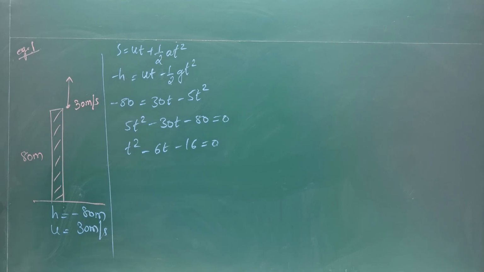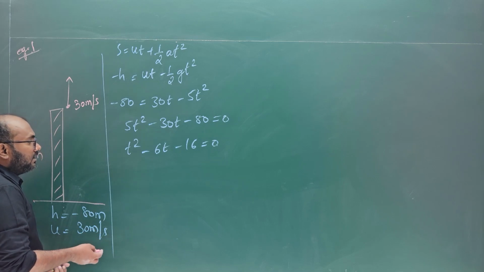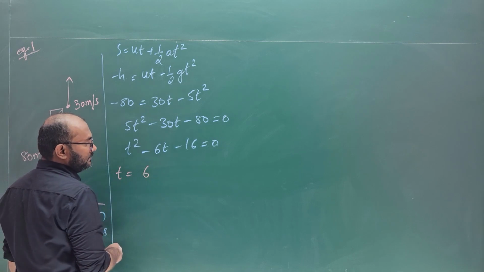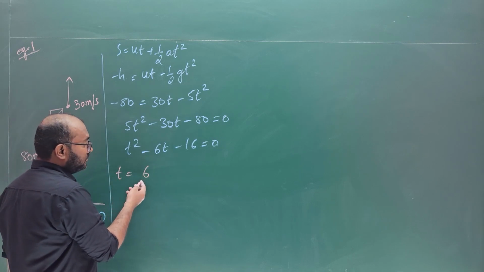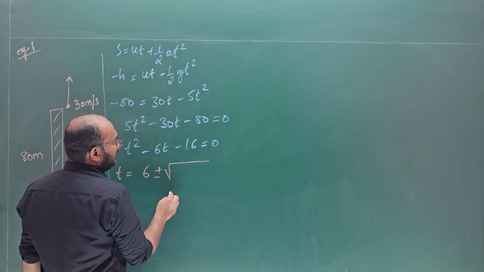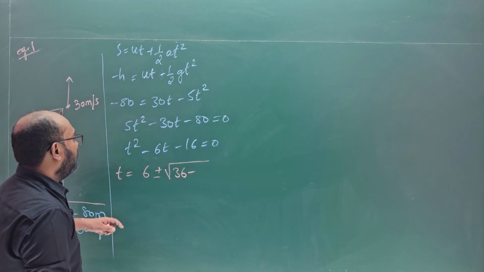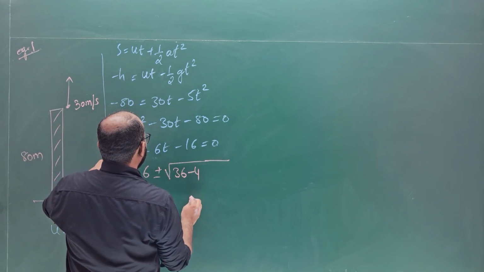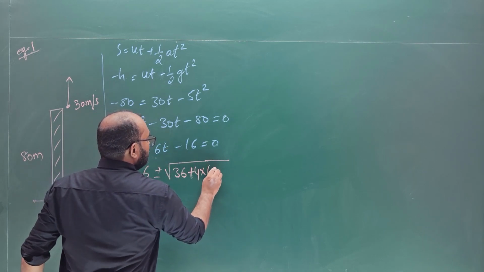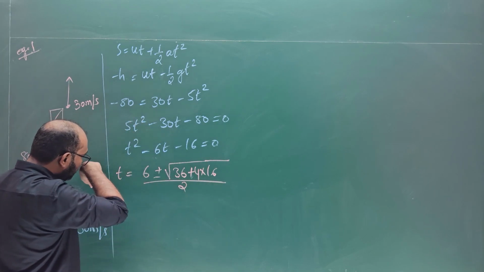16, no option. That means you have to apply the quadratic equation only. Applying the quadratic equation, t is equal to minus b, that is minus 6, plus or minus the root of b square, that means minus 6 square, that is 36, minus 4ac. a is 1, c is minus 16. This minus 16 and this minus becomes plus, into 16, upon 2a, that is nothing but only 2. Why? Because the a value is 1.